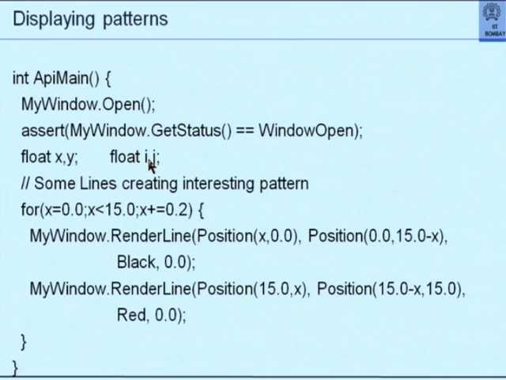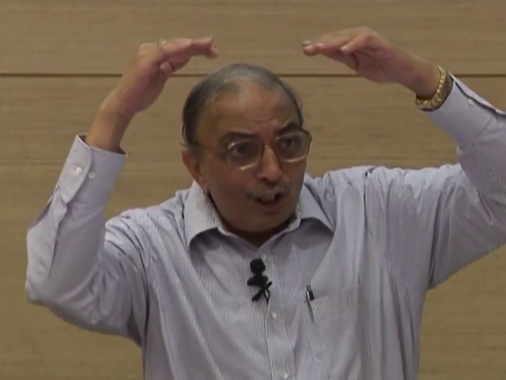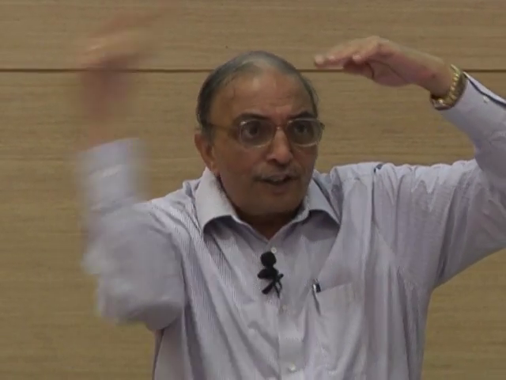I want to get out. I define x, y, and ij as float, and I draw some lines to create an interesting pattern. My window is 15 by 15. So notice what I'm doing. I'm running a loop from x equal to 0 to just less than 15 in steps of 0.2. Now, on my window, I first render a line from position x,0 to 0,15 minus x. As x changes, you will notice that this line will also shift like this. Okay, first directly here, then here, then here. And this I draw in black.